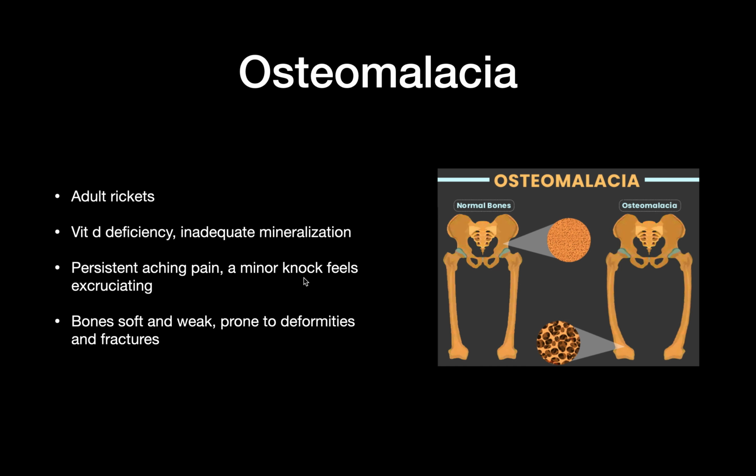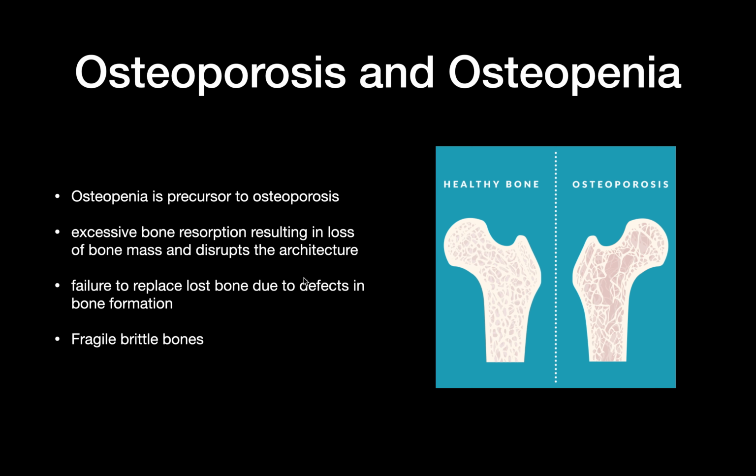To treat this, you give the patients vitamin D supplements and calcium supplements. Osteoporosis and osteopenia. Osteopenia is the precursor to osteoporosis, and that is when the bones start to demineralize. So there's excessive bone resorption, but there is not any deposition. So once the bone has been resorbed, there's nothing putting new bone down, and the failure to replace the lost bone forms defects in the bone formation.